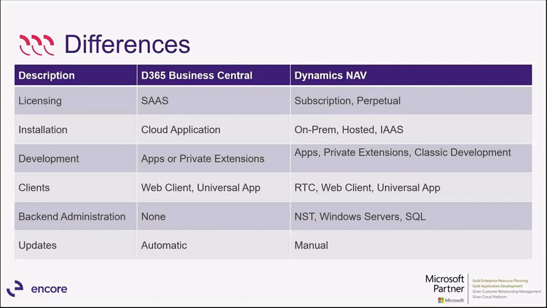The clients you have available: for Dynamics 365 Business Central, we have the web client and the universal app, the universal app being that on your phone or your tablet. And in Dynamics NAV, basically the same, but you still have use of the full Windows role-tailored client.